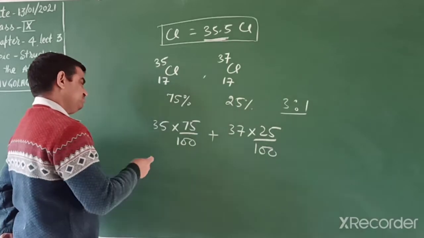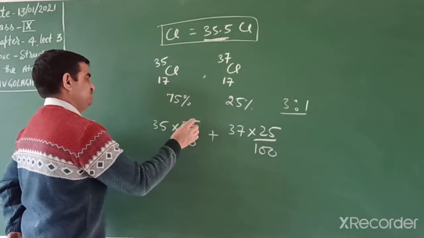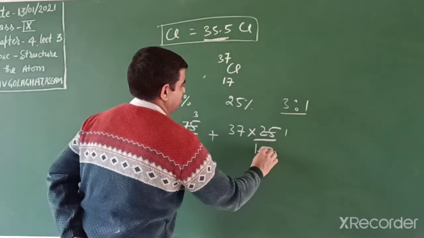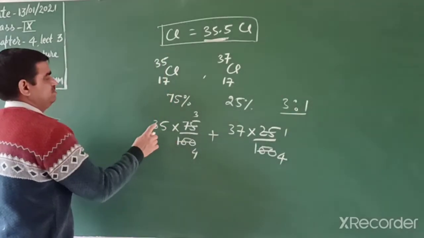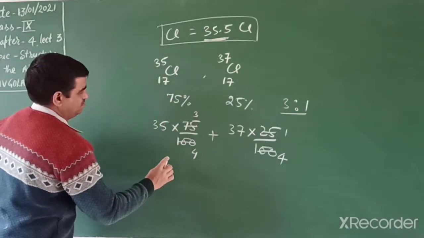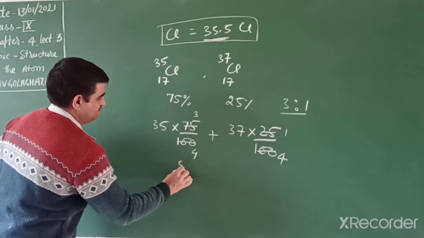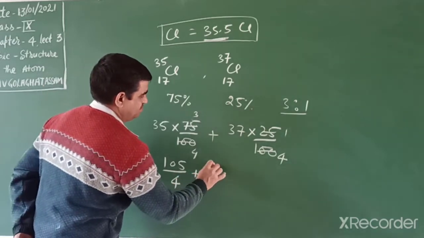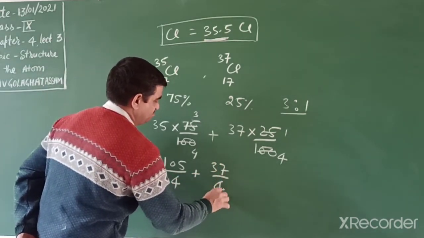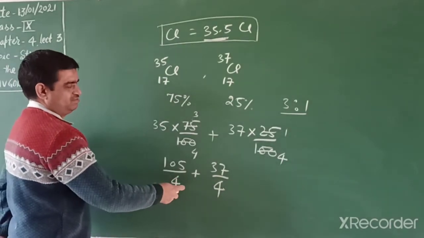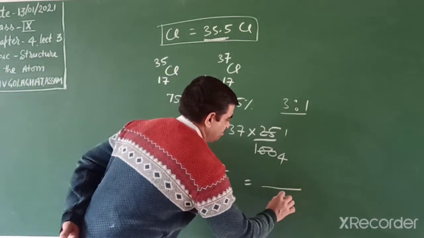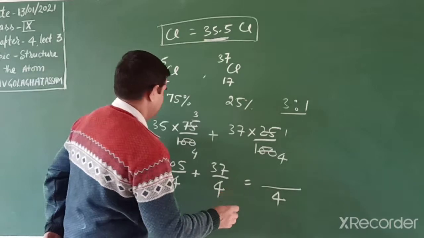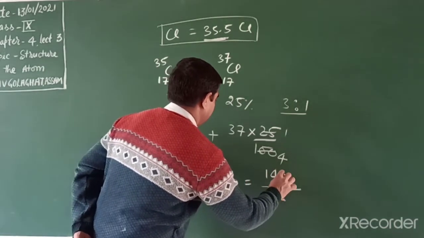So if we cut by 25, we get 3 and 4, 1 and 4. It means 35 times 3 is 105 by 4 plus 37 by 4. So now we again simplify, taking the LCM 4 and combining, we get 142.